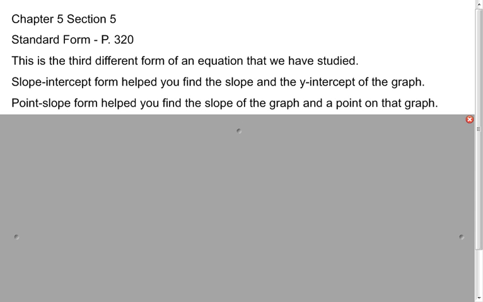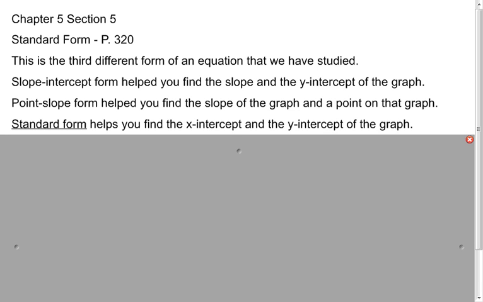y minus y1 equals m parentheses x minus x1. It's the only one where y isn't by itself. It's the only one that has parentheses. Point slope, just like the name says, helps you find the slope of the graph and a point on that graph. The third one, the one for today, is standard form.